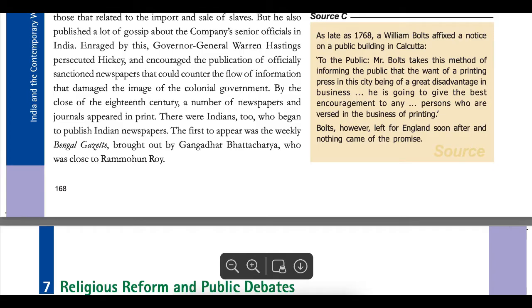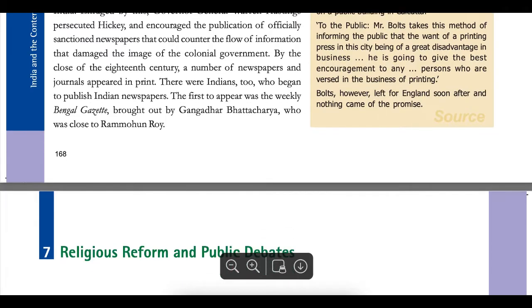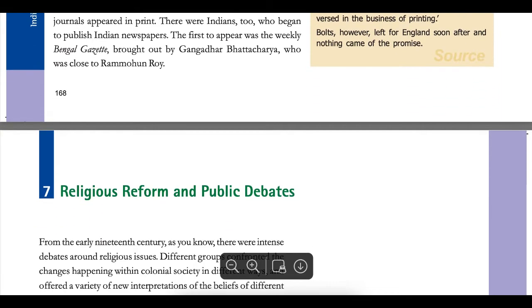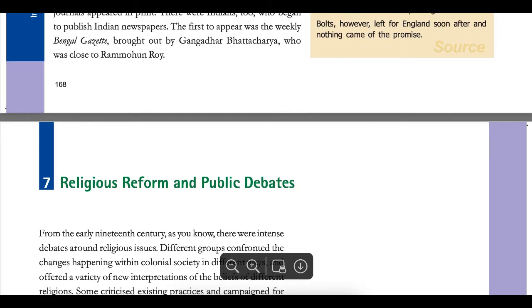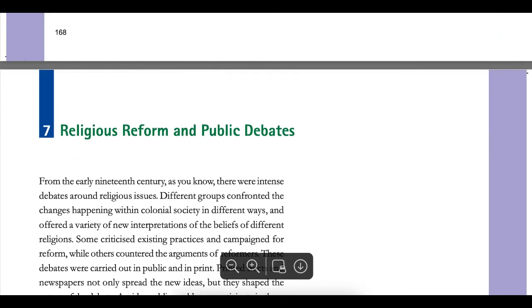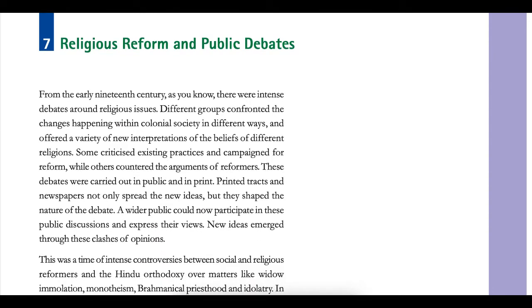By the close of the 18th century, a number of newspapers and journals appeared in print. There were Indians too who began to publish Indian newspapers. The first to appear was the weekly Bengal Gazette, brought out by Gangadhar Bhattacharya, who was close to Ram Mohan Roy. Religious reform and public debates.